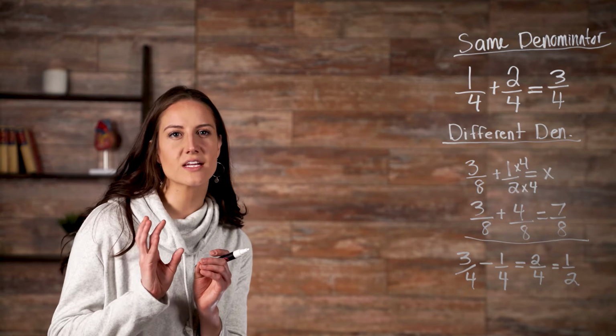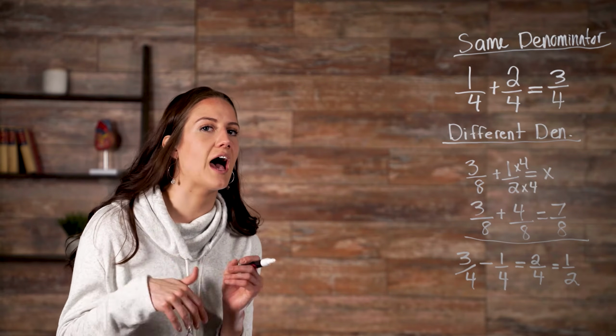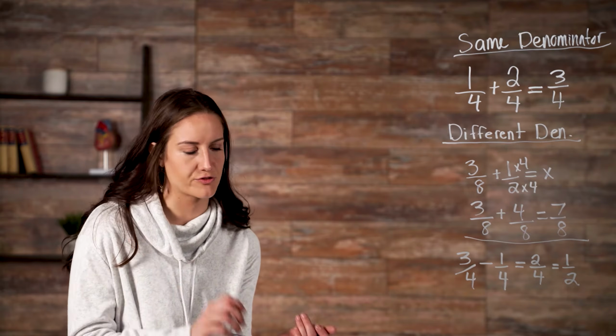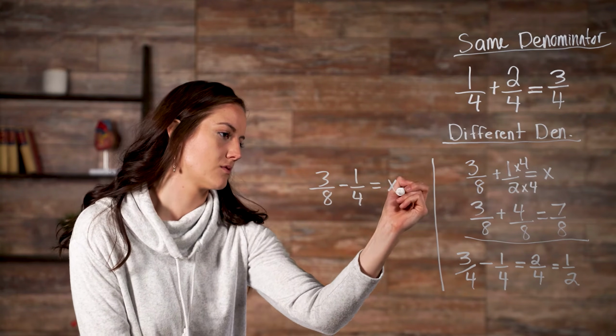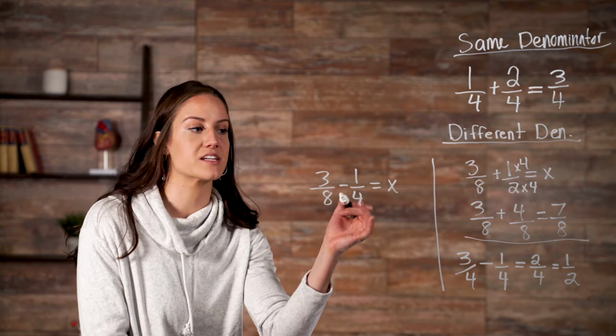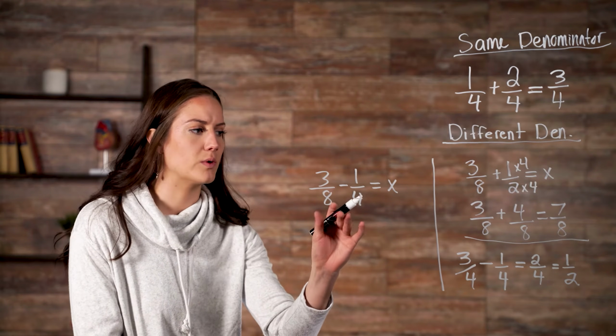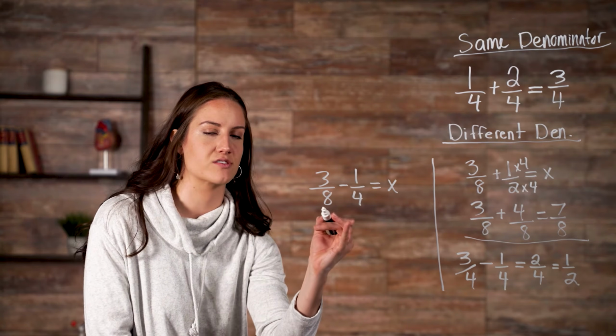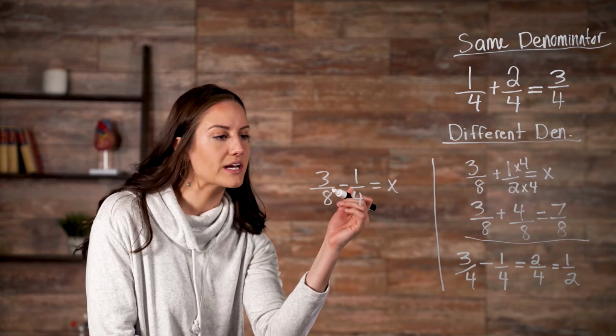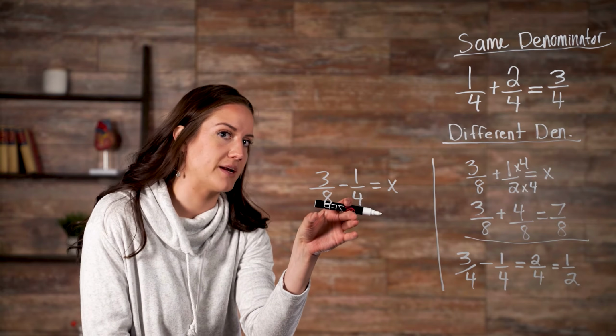But if you're subtracting with a different denominator, you have to make the denominators match. For example, 3/8 minus 1/4 is equal to x. We're looking at the same issue like we did over here. We need our denominators to match. So we need to find out what we can do to make our denominators match.